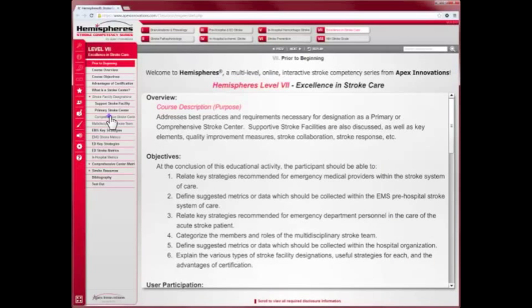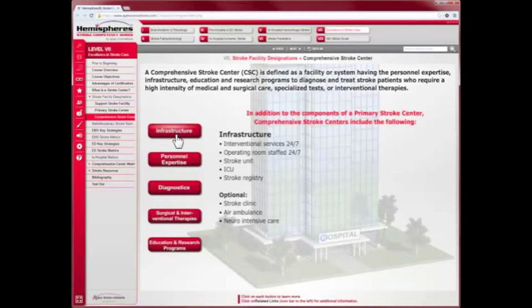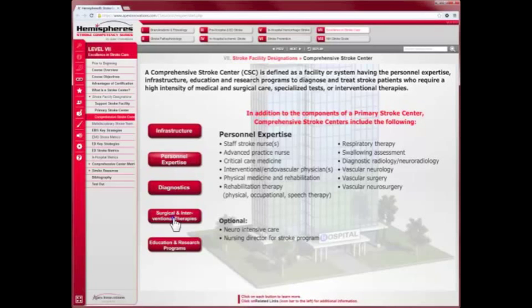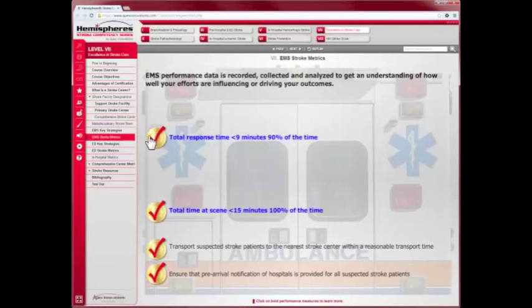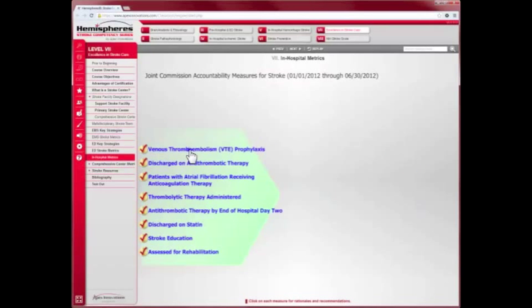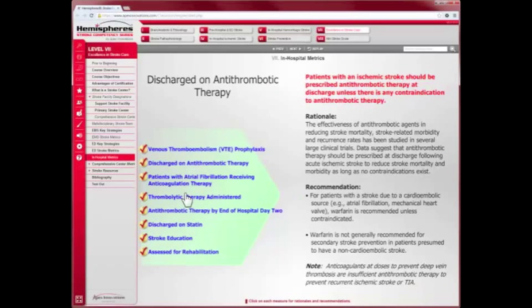Level 7 addresses best practices and requirements necessary for designation as a secondary, primary, or comprehensive stroke center. Supportive stroke facilities are also discussed, as well as key elements, quality improvement measures, stroke collaboration, stroke response, and more.